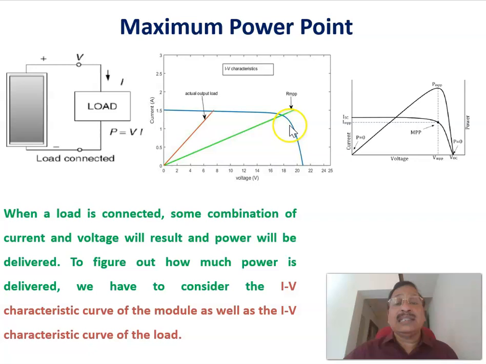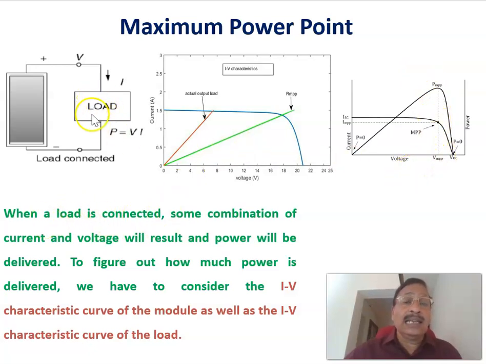Therefore, in order to make it operate at maximum power, we have to adjust the load resistance. We have to bring the characteristics of the load to pass through the maximum power point. In that case, you can extract maximum power from the solar panel.